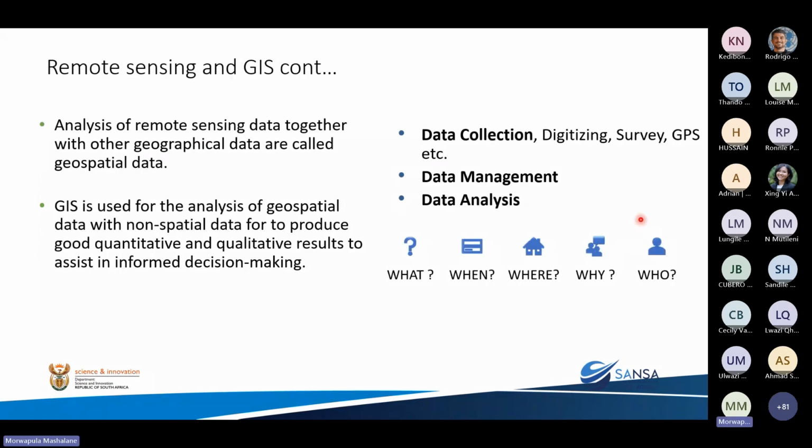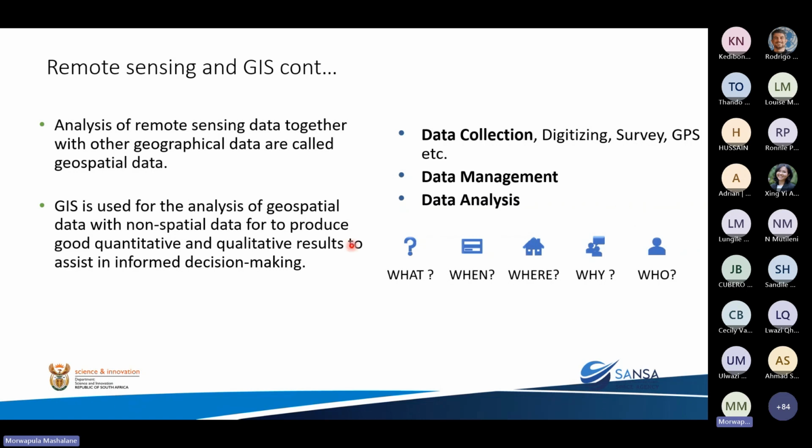And then continued analysis of remote sensing data together with geographical information data are called geospatial data, meaning that when you are integrating other data sets, that can include your crime statistics in an area, the number of people in an area, how settlements are increasing over time, you add that data set together, then you get geospatial data.